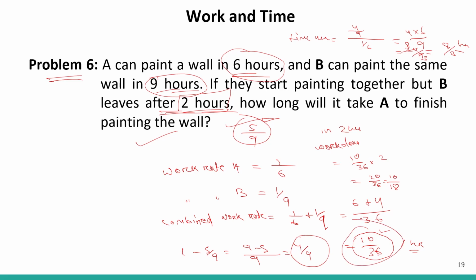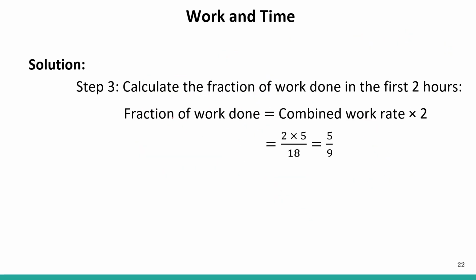10 by 36 is equal to what? 5 by 18. So in 2 hours, the fraction of work done is equal to what? 2 into 5 by 18, which is equal to 10 by 18. That is actually equal to 5 by 9.